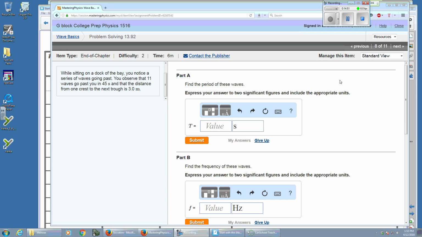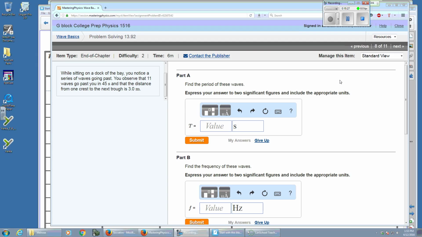So you notice a bunch of waves going by you in a certain amount of time, and the distance from one crest to the next trough is 3.0 meters. Oh, we saw that type of measurement in a problem we did a few minutes ago. So what are they telling you when they tell you the distance from a crest to a trough? No, half the wavelength. So you want the wavelength, make it bigger, right? Make it so it covers the whole wavelength. They've just told you half of it.